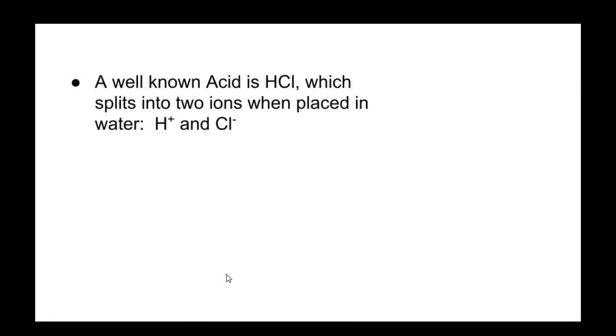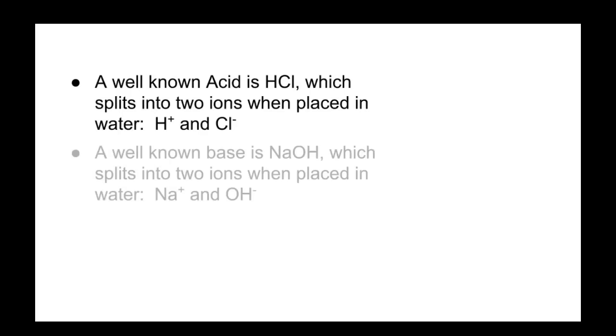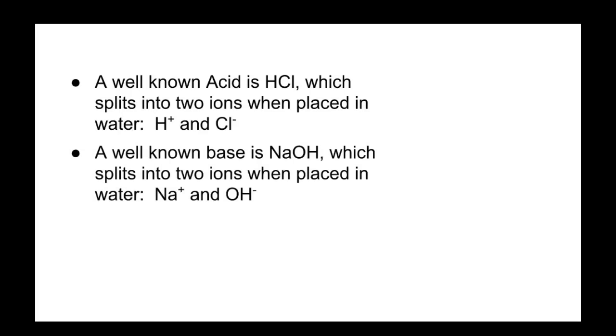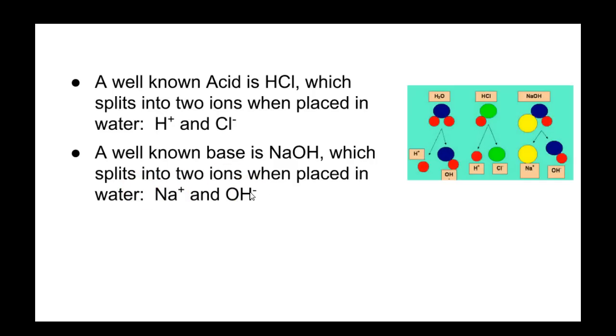One of the classic acids that we'll use in our class is hydrochloric acid, which tends to dissociate into hydrogen ions and chloride ions. Another well-known one is sodium hydroxide, which tends to split up into a sodium ion and a hydroxide ion. If you look at this picture here, here's a water molecule. Remember, it dissociates into H pluses and OHs. Hydrochloric acid dissociates into those two ions, and sodium hydroxide dissociates into those.